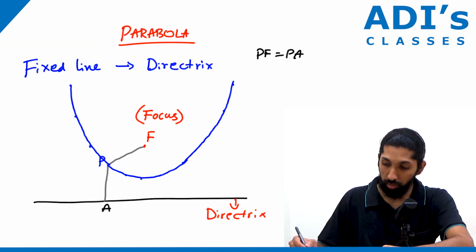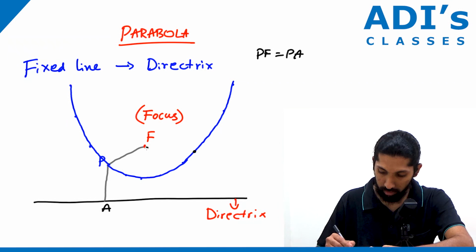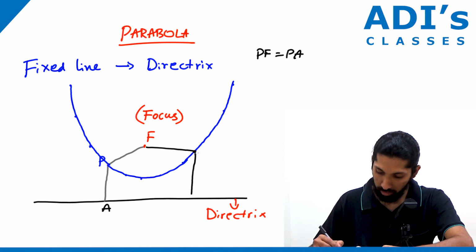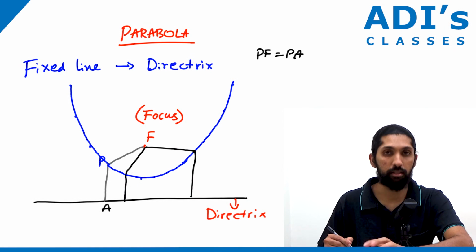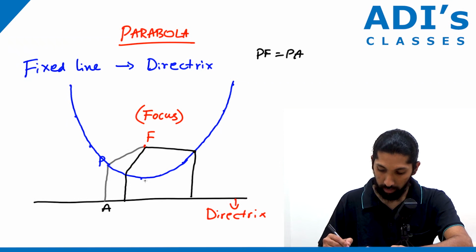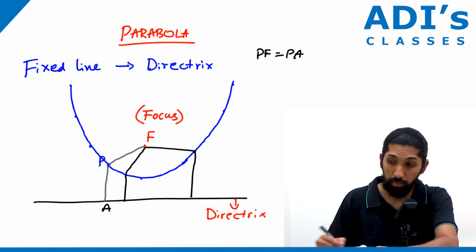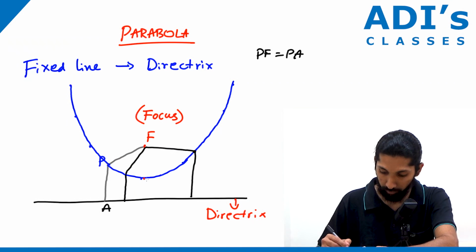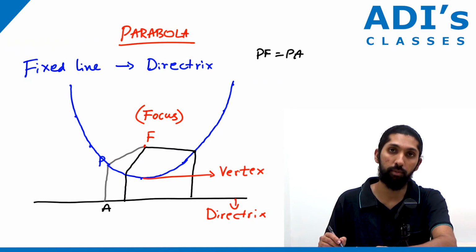Now you have other points also. How do we know it's always moving? If you take this one, this distance and this distance are one and the same. Come here, they are one and the same. So it's always the same for a parabola. There is one point which is the lowest point of this parabola. This point we call the vertex of the parabola.